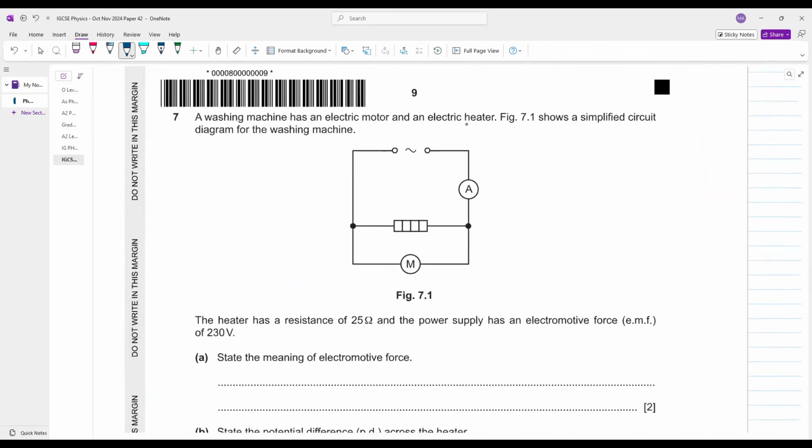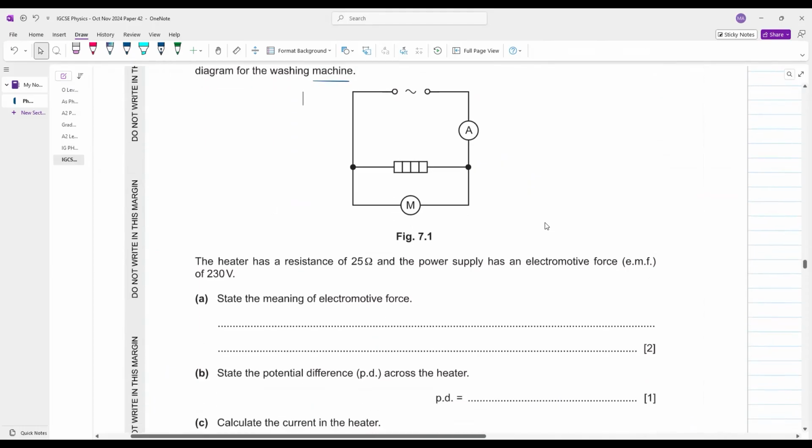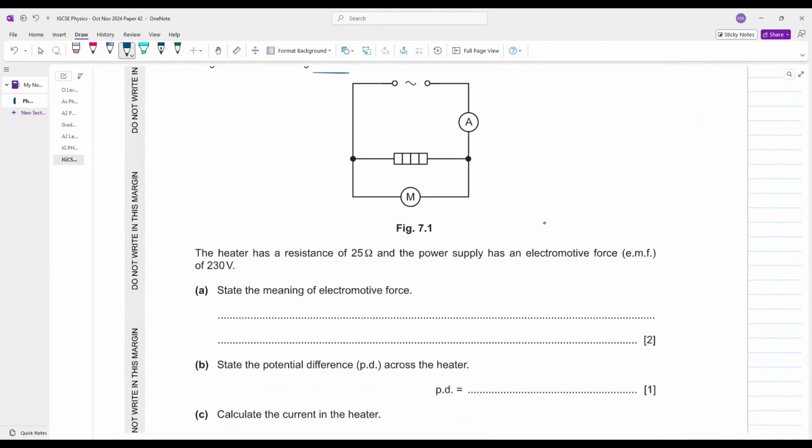A washing machine has an electric motor and an electric heater. Figure 7.1 shows a simplified diagram for the washing machine. The heater has a resistance of 25 ohms. The power supply has an electromotive force of 230.